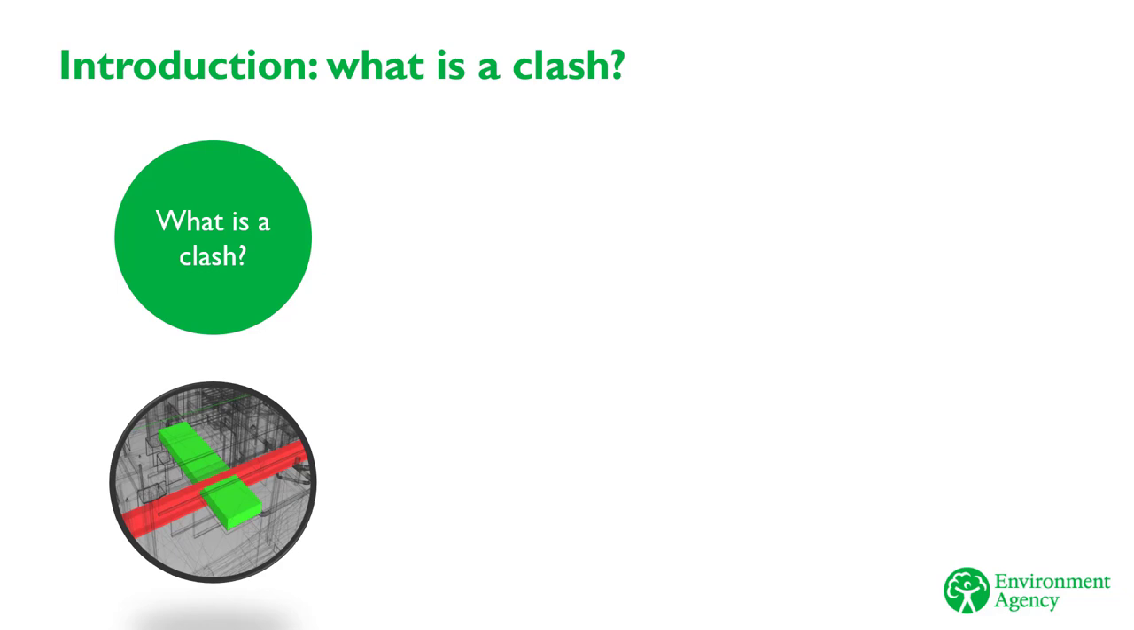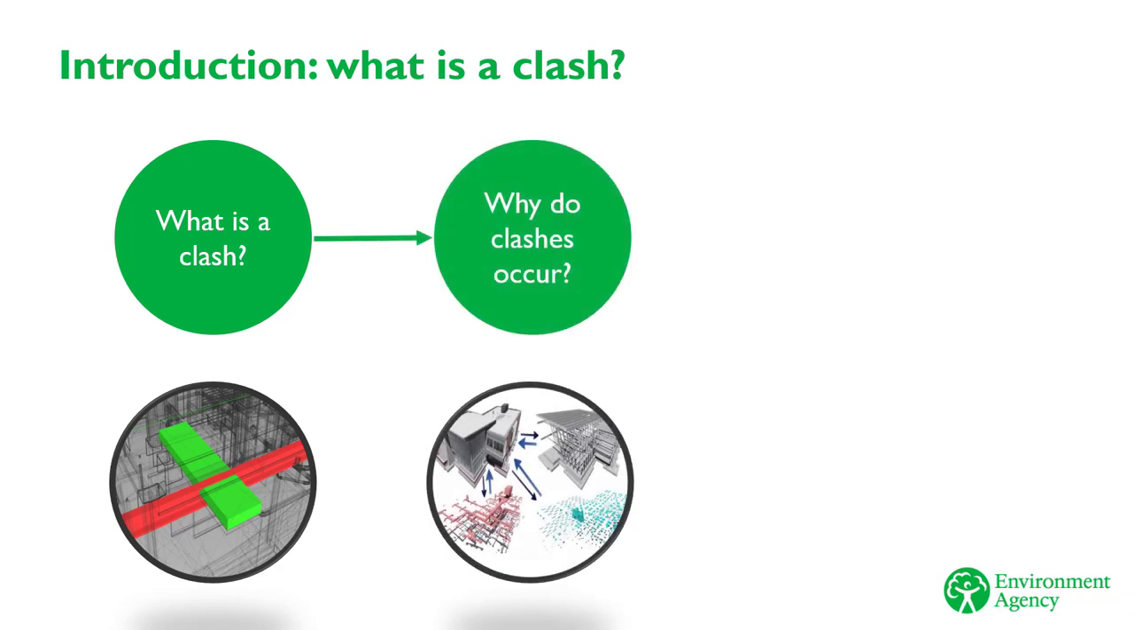Clashes occur because different disciplines work in their own model without reference to other disciplines. The designers in each discipline don't necessarily know what other designers are doing. So sometimes clashes occur because two or more disciplines end up putting different things in the same space. This problem is resolved by federating different models to detect clashing using clash detection software.